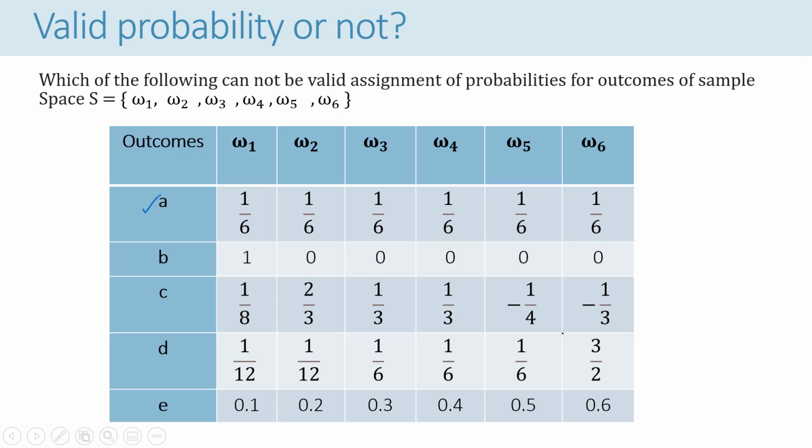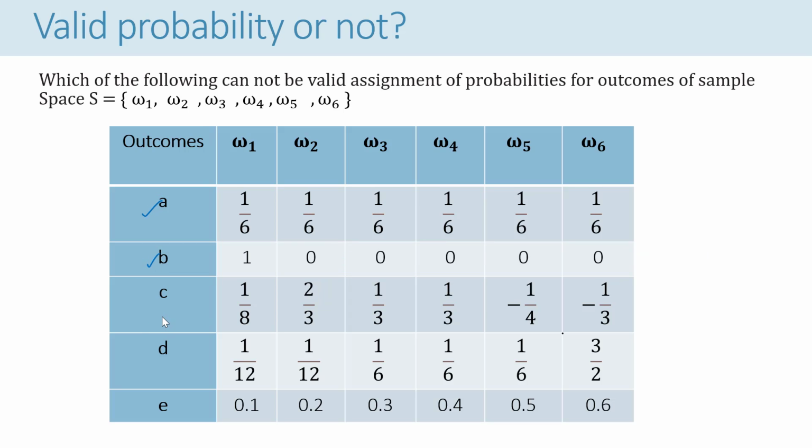Now, let's take a look at the second problem. In this problem, the first outcome has a probability of 1 and 0 is assigned as the probability to all the other outcomes. Probability could be either equal to 0 or 1. So, rule number 1 is still satisfied. Now, if we add up all the probabilities, it is still equal to 1. So, rule number 2 is also satisfied. So, these are valid assignments of probabilities.